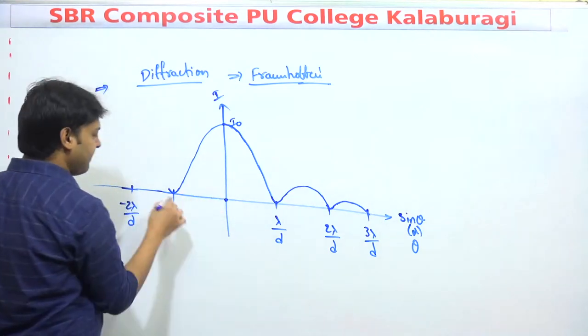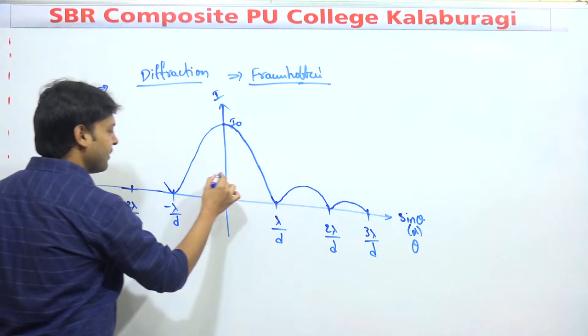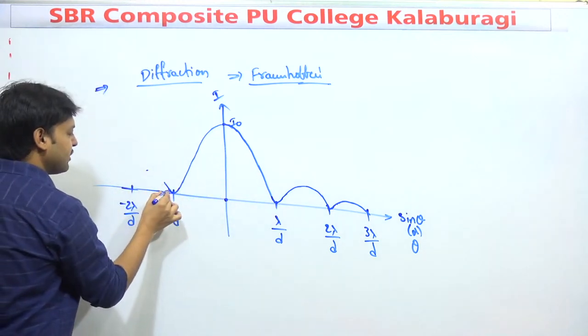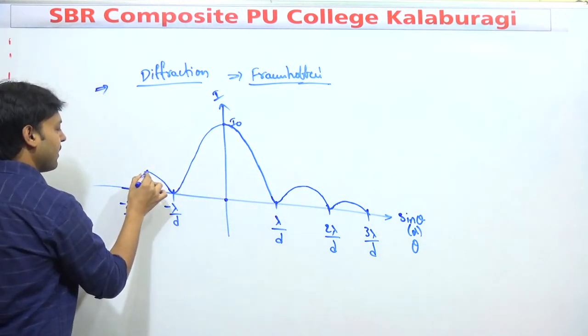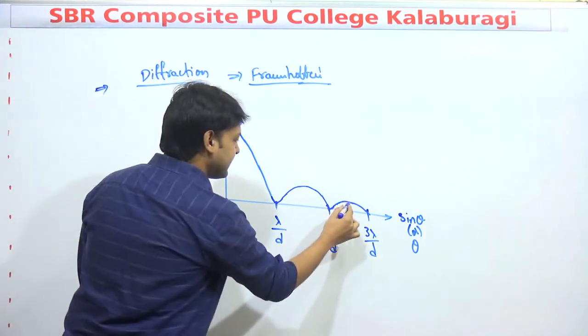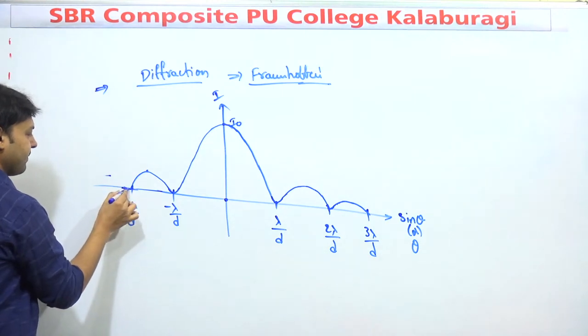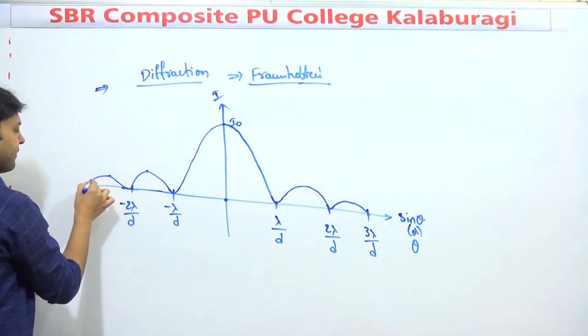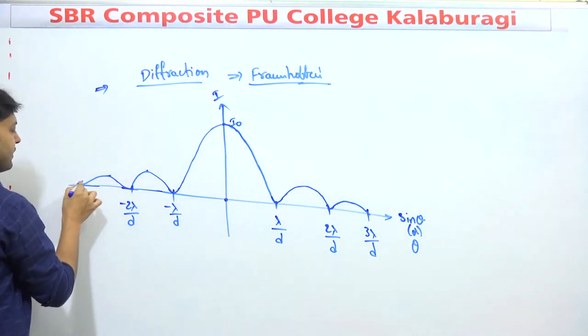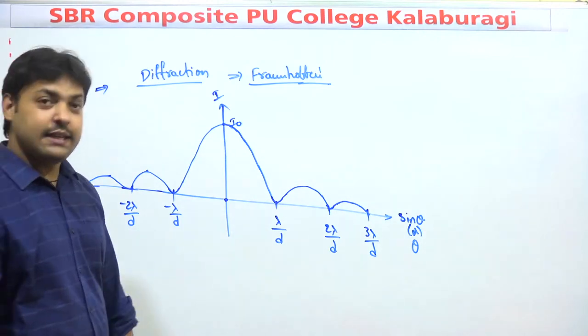Now what will happen? The same intensity should be there, is that wrong? The same intensity should be there. Right? So again the same intensity should be there. So here minus 3 lambda by d. So this is the intensity curve.